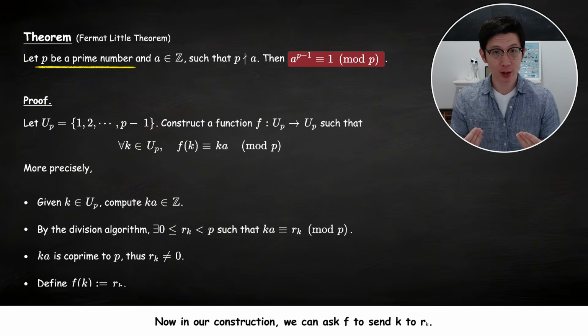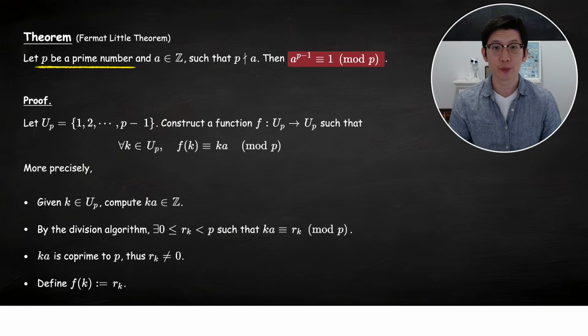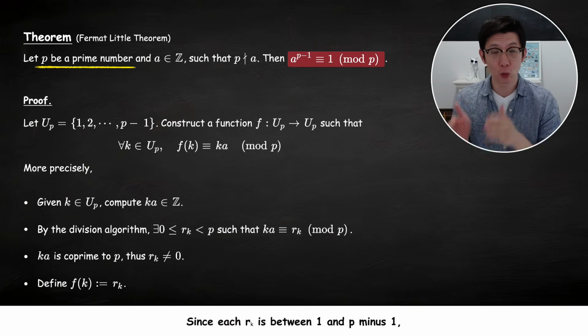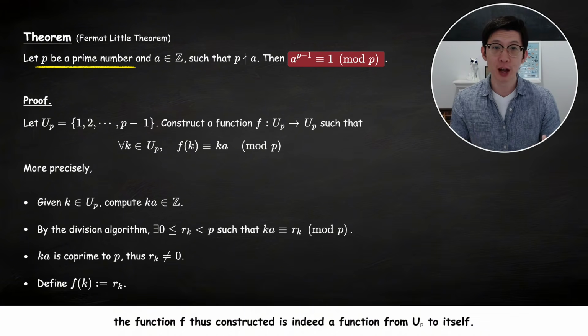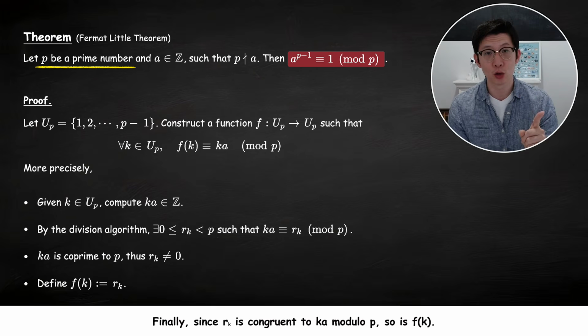Now in our construction, we can ask f to send k to r_k. We do this for every k in U_p. Since each r_k is between 1 and p minus 1, the function f thus constructed is indeed a function from U_p to itself. Finally, since r_k is congruent to ka modulo p, so is f(k).